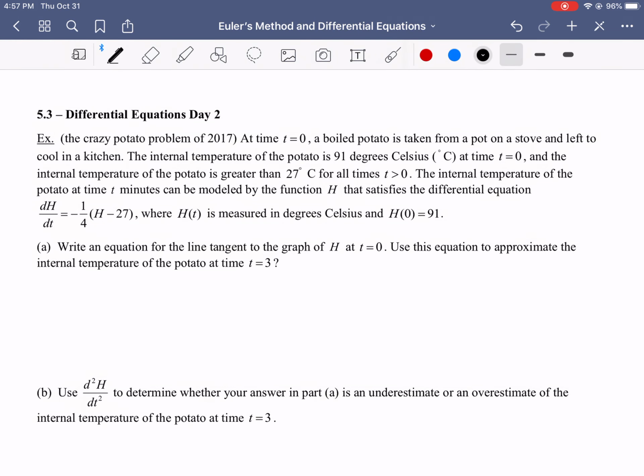This is going to be a continuation of what we did last time on differential equations, so taking it a step further into some more AP-style problems, and you're actually going to learn your first BC topic today, so that's actually pretty exciting as well.